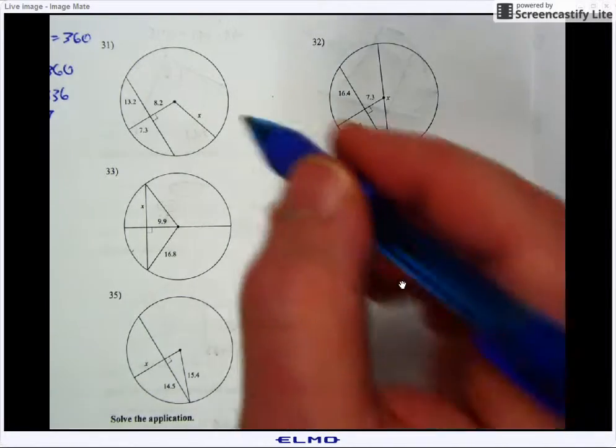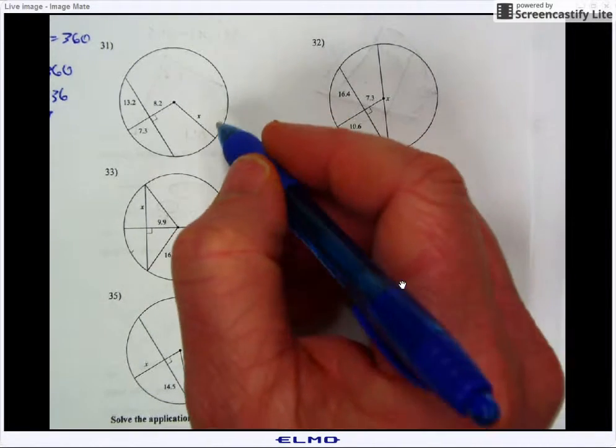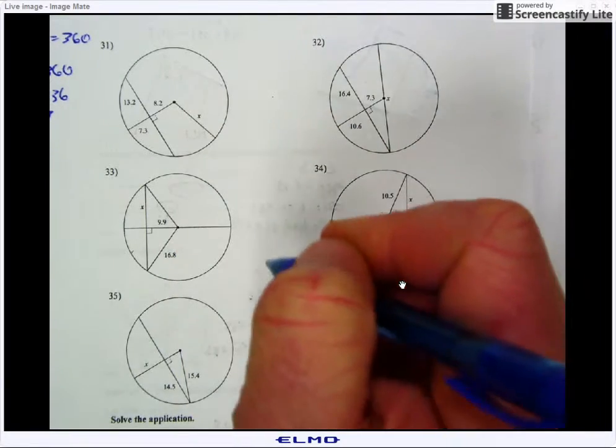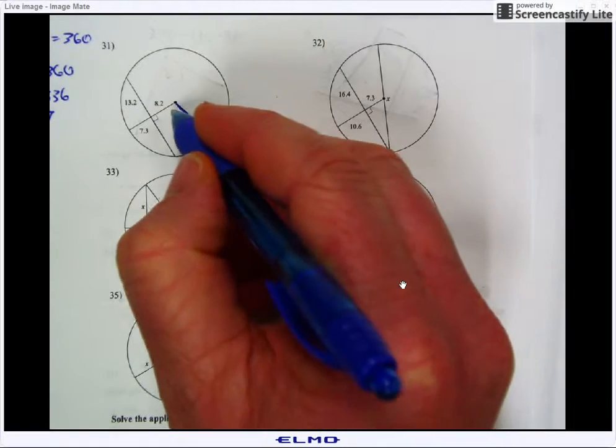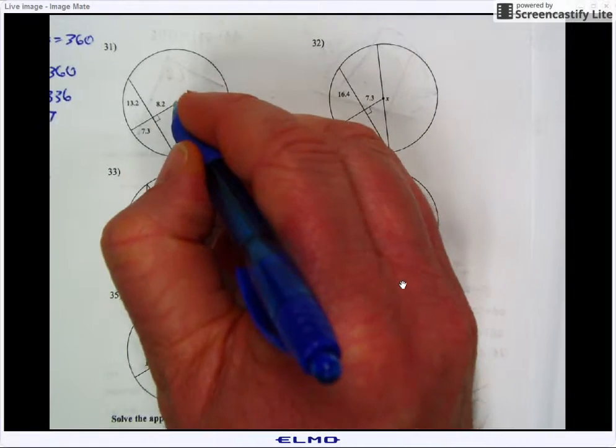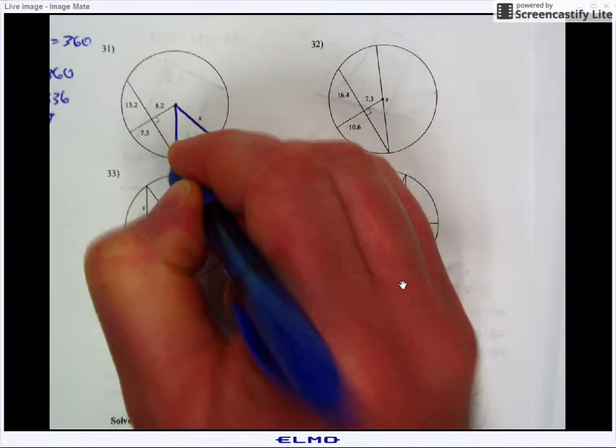Okay, now we're going to get into some that you might have to use the Pythagorean theorem. You might not. Definitely a little more information here. Start out by tracing what you know. There's a radius. I don't have a radius drawn in. If there's not one to make our little triangle picture, draw it in.